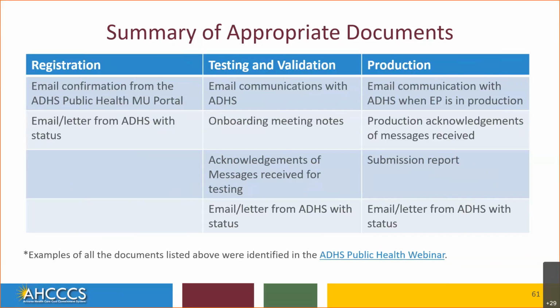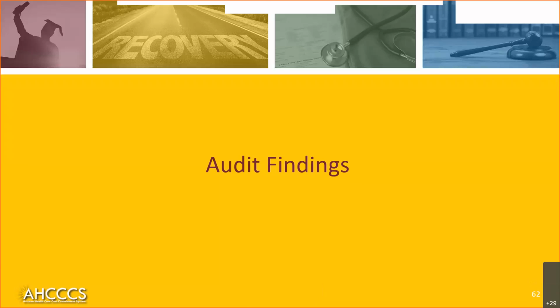Production, it could be email communication with ADHS or any registry when the EP is in production, production acknowledgments of messages received, a submission report potentially, and an email or letter from the registry with the status. Examples of all the documents listed above were identified in the ADHS Public Health webinar. So ADHS did a public health webinar with Myers and Stauffer, and that link would take you to that presentation. It has additional examples of other documents specifically related to the state of Arizona and what registries ADHS is in charge of. So definitely check that webinar out.